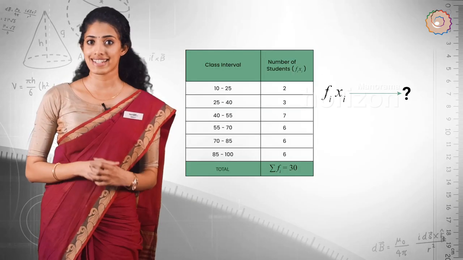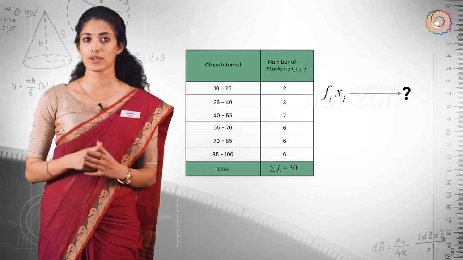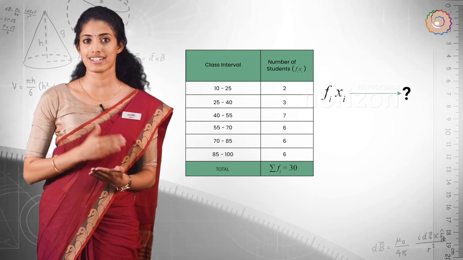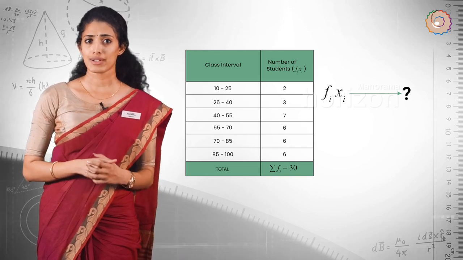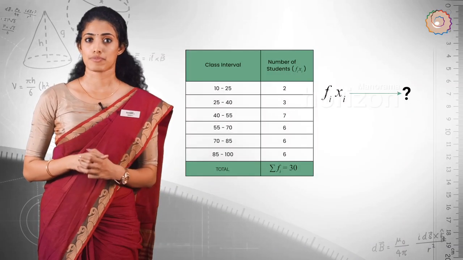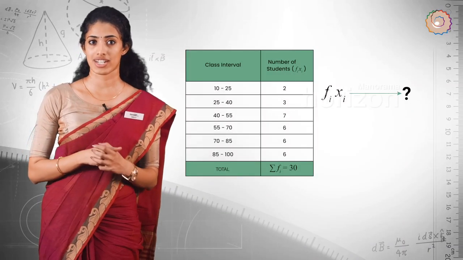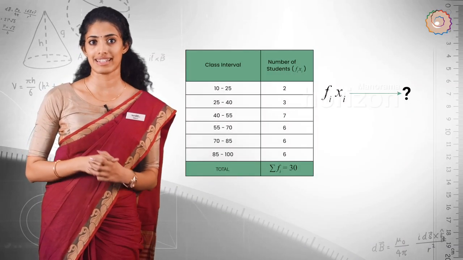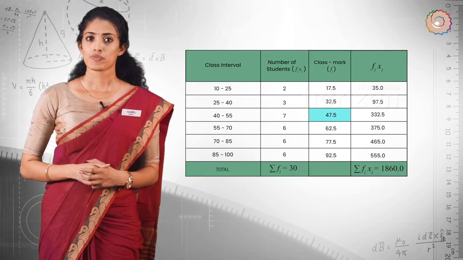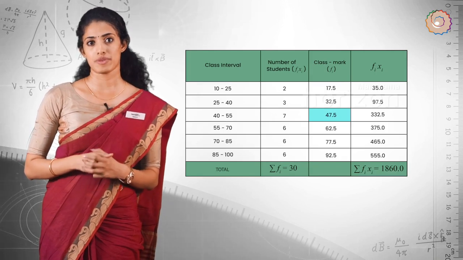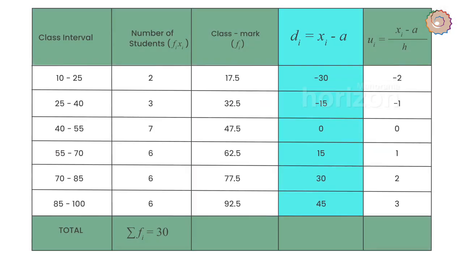Let's consider another example of 30 students whose class intervals are in the range 10 to 100. Calculate class mark xi and products xi fi, which accounts for the direct method to calculate the mean. Now, let's observe the table of the assumed mean method. Note that in column 4 we have multiples of 15. Therefore, if we divide the entire column by 15, we should get smaller numbers to multiply with fi.